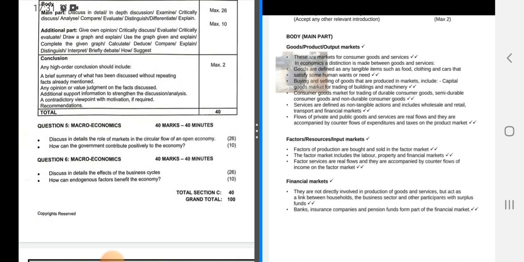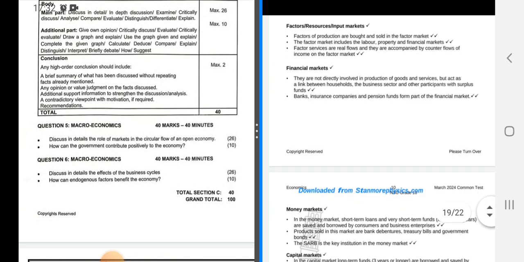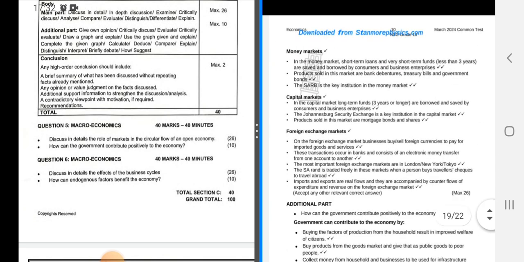Let's talk about factors, resource, input market. Factors of production are bought and sold in the factor market. The factor market includes the labor, property, and financial markets. Factor markets are real flows, and they are accompanied by counter flows of income on the factor market. So you have explained all the factor markets.